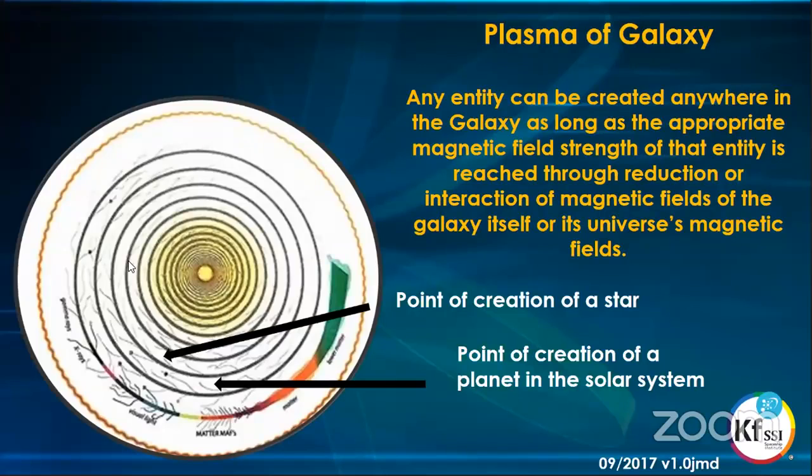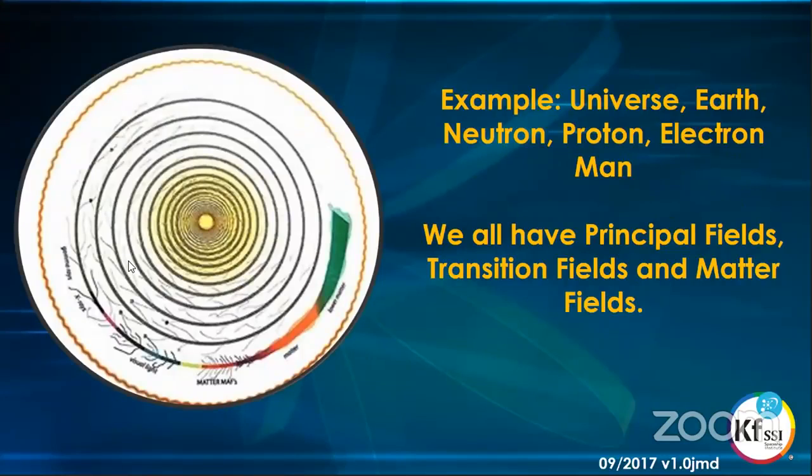That strength leads to the creation of a star. At another point, we have the creation of a planet within a solar system. So it's all within the plasma of the galaxy. It just varies depending on the point at which we get manifestation with the accumulation of the fields. So we come back to the same again, where it does not matter whether it's the universe or the Earth or a neutron, proton or electron or man. We all have within us the principal fields, transition fields, and the matter fields.